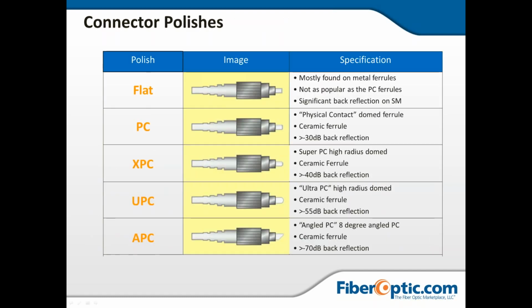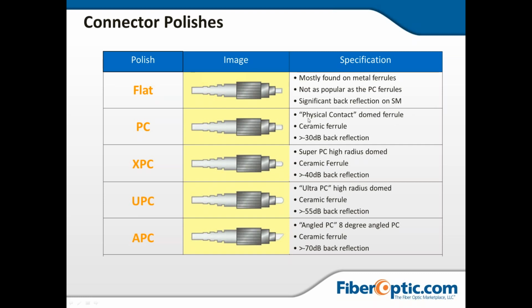So now we're going to break down the connector polishes in a little more detail. The flat, once again, gives you a breakdown here of the image. It's mostly found on metal ferrules, not as popular as the PC ferrules, and there is significant back reflection on single mode. That's the SM. SM is single mode every time, MM is multi-mode every time.